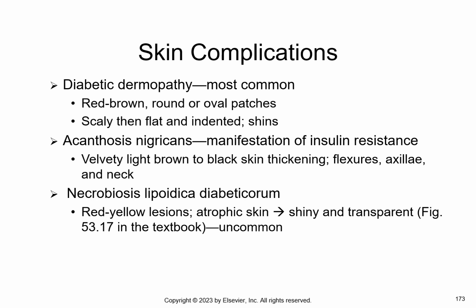Mainly on flexures, axilla, and the neck. Necrobiosis lipoidica diabeticorum usually appears as a red-yellow lesion with atrophic skin that becomes shiny and transparent, revealing tiny blood vessels on the surface. This condition is uncommon.